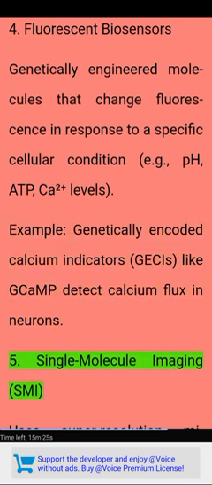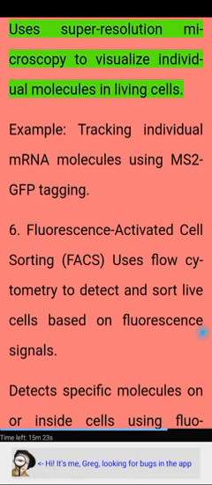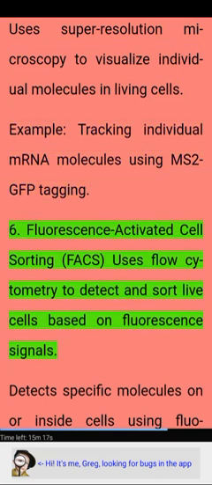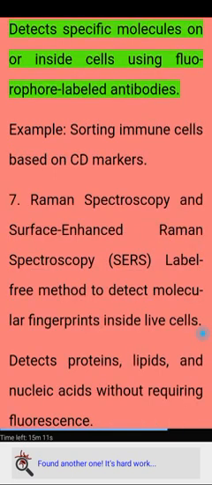5. Single molecule imaging (SMI). Uses super-resolution microscopy to visualize individual molecules in living cells. Example, tracking individual mRNA molecules using MS2-GFP tagging. 6. Fluorescence-activated cell sorting (FACS) uses flow cytometry to detect and sort live cells based on fluorescent signals. Detect specific molecules on or inside cells using fluorophore-labeled antibodies. Example, sorting immune cells based on CD markers.